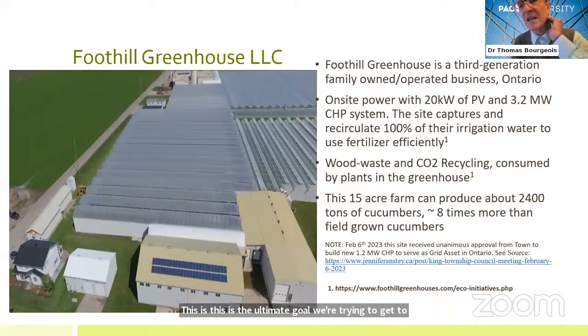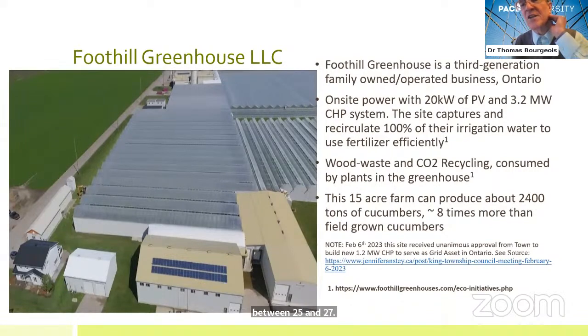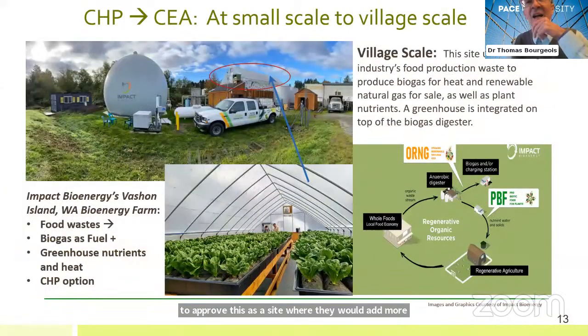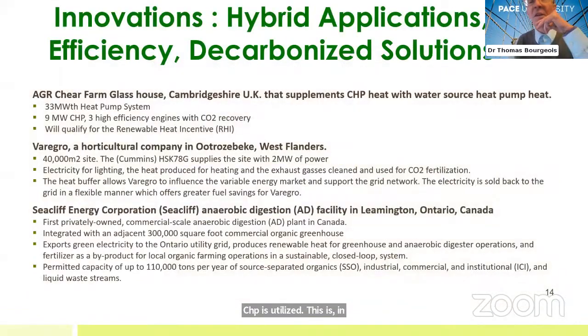Ontario has a need for power right now. They need 4 gigawatts. There's a power shortage looming between 25 and 27, and they're calling for resources. On February 6th, the town council unanimously voted to approve this as a site where they would add more power to supply the grid. This can be done at small or large scale. This is a case of a bioenergy farm using food waste, biogas as fuel, greenhouse nutrients are recycled, CHP is utilized. This is in Washington State, because some of the other things I was showing you were a little bit larger scale. Again, I'd like to show that this can be done because it has been done.